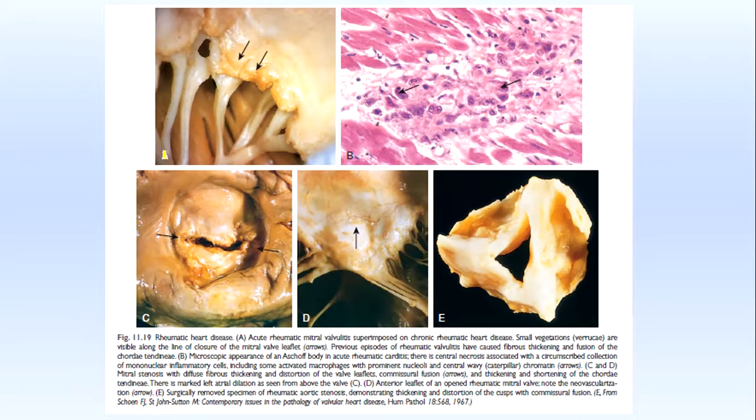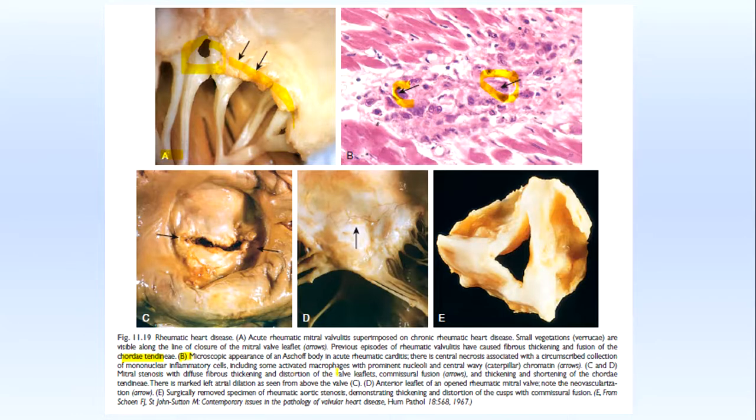Here you can see the gross picture of the mitral valve. The arrows point toward the vegetations, and on the left side you can appreciate thickening and fusion of the chordae tendineae. In figure B, it shows you the microscopic picture, and the arrows point toward the Anitschkow cells. Here you can appreciate the chromatin has been condensed in the form of a wavy ribbon. There is a central zone of necrosis surrounded by the mononuclear infiltrate, and this is known as the Aschoff body.